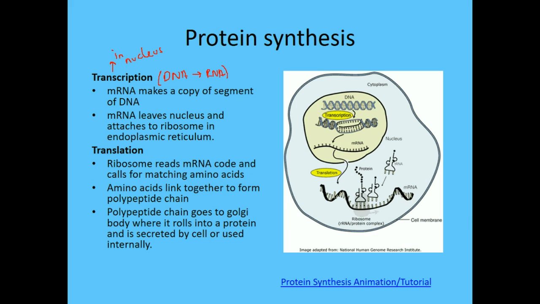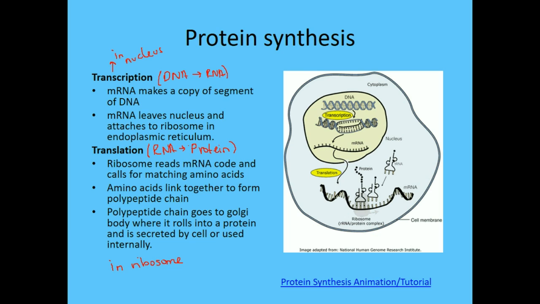Translation, on the other hand, is where we take that mRNA and make it into a protein. This takes place in the cytoplasm, in the ribosome. The ribosome may be free floating, just floating around inside the cytosol or cytoplasm, or it can be attached to the ER, particularly the rough ER. The mRNA helps make the protein by combining with the ribosome, and the tRNA, which is transfer RNA, brings over the amino acids, and they come together to make a protein.